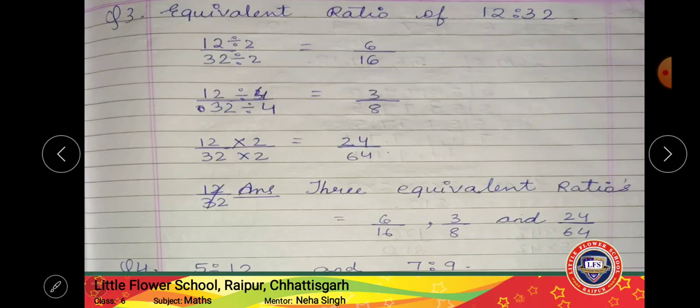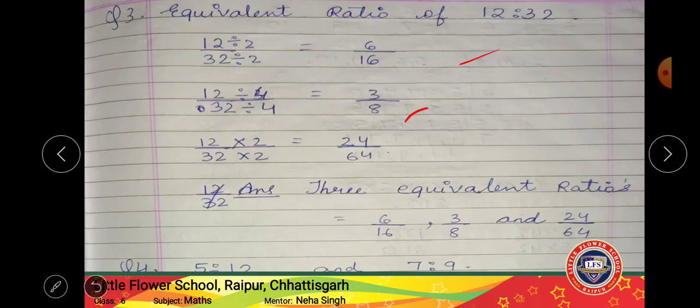See, first 12 by 32 is the number. So first I can divide it by 2 because both of them are cancelling with 2, right? So 12 divided by 2 is 6. 32 divided by 2 is again 16. So 6 by 16 is one of the equivalent ratios. Second, I can divide it by 4 also. So I'll cancel it out, or I'll divide. So the second equivalent fraction will be 3 by 8.